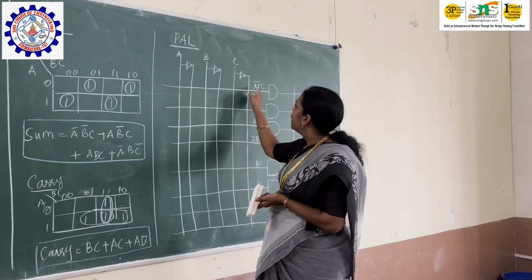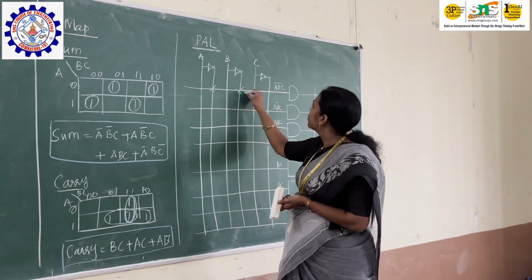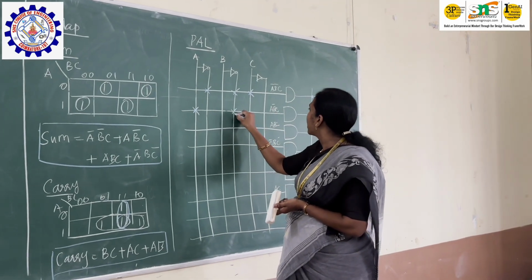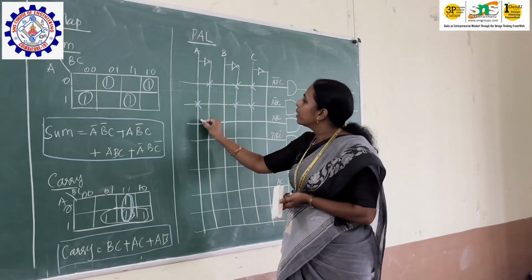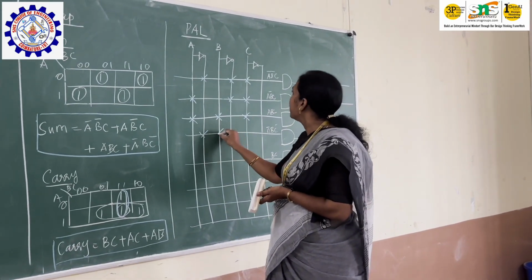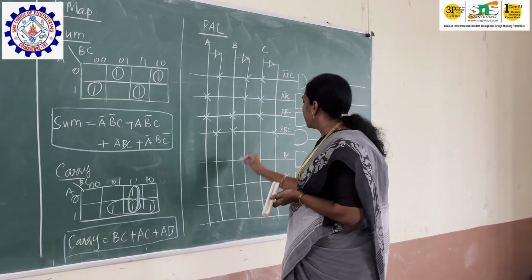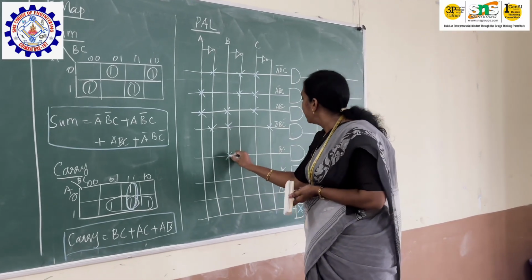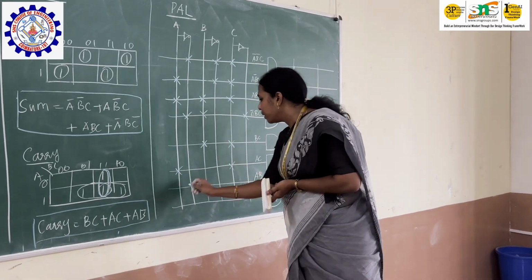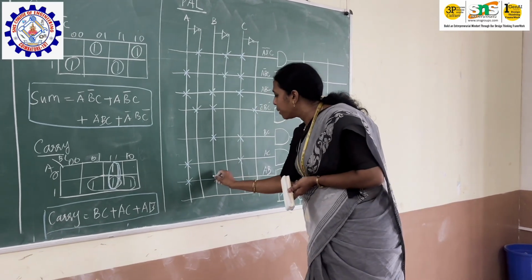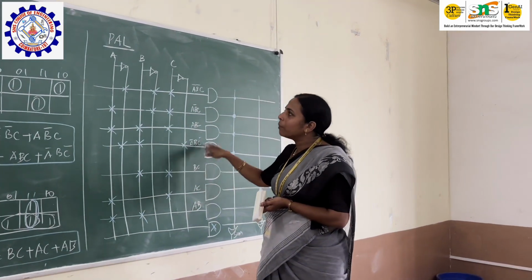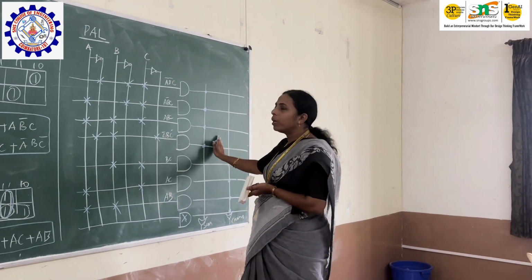So we can fuse it: A dash, B dash and C. Similarly here, A, B dash and C have to be fused. Here A, B and C. Here A dash, B, C dash. Here it is B and C. Here it is A and C. Here it is A again and B. Right? So in the case of PAL, we will be programming the AND array, but we will not program the OR array.